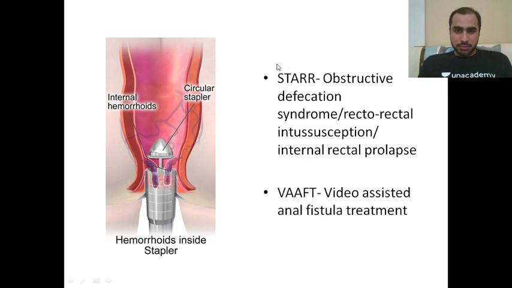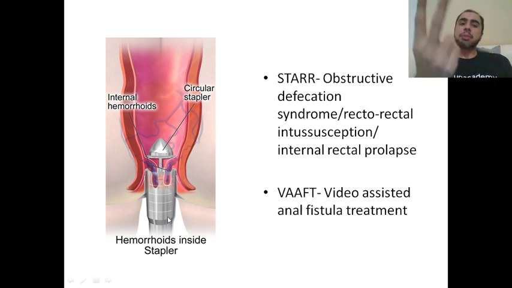STAR is also called stapled transanal rectal resection, which is similar to this. That's why I've not taken the image. The only difference is in a STAR, you need two staplers. In hemorrhoidopexy, you need only one stapler. But appearance wise, both look the same. Remember that STAR is done for a disease called obstructive defecation syndrome or rectorectal intussusception or internal rectal prolapse. They all mean the same. STAR is stapled transanal resection of rectum.